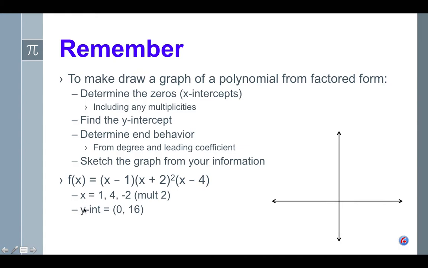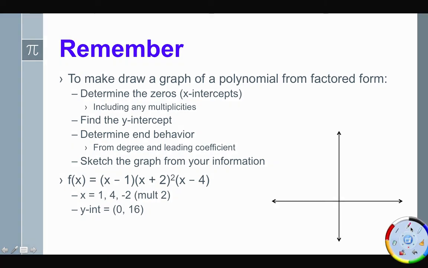And if you get the y-intercept, that's when you plug in x equals 0. You're going to get negative 1 times 2 squared times negative 4. So negative 1 times negative 4 is positive 4. 2 squared is 4, so 4 times 4 is 16. So we're going to go ahead and look at the sketch of this graph.